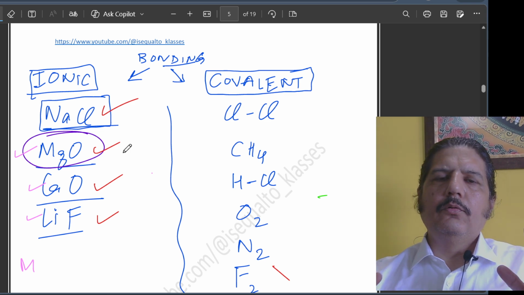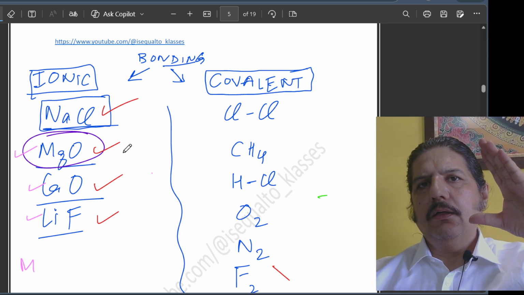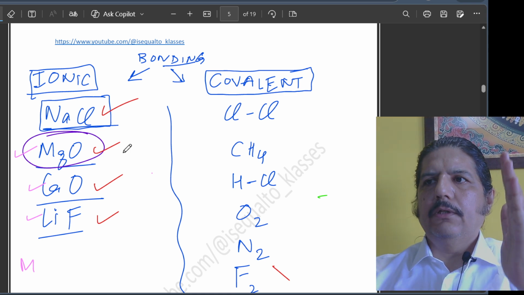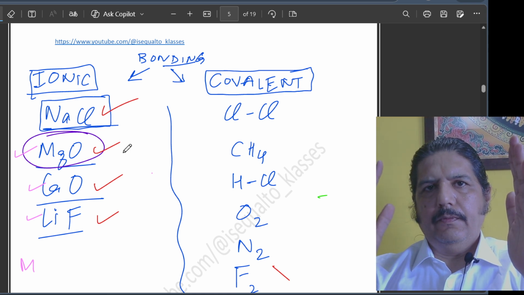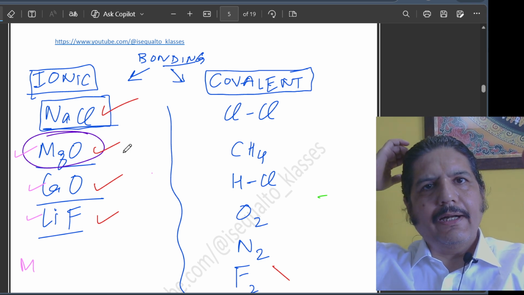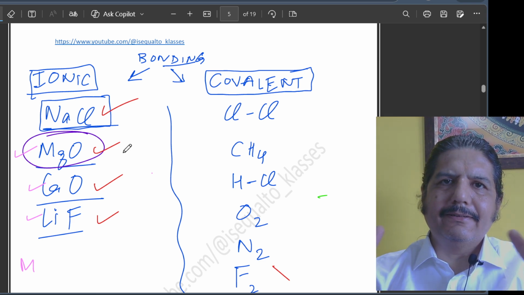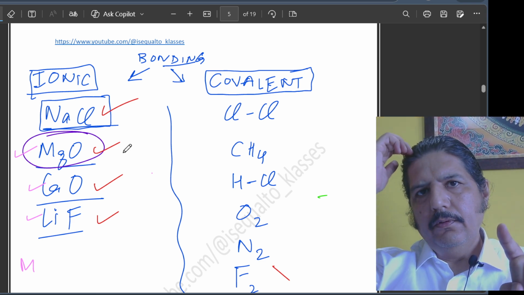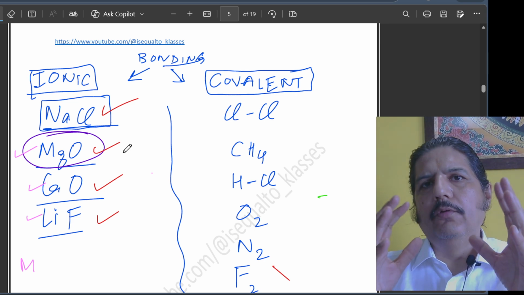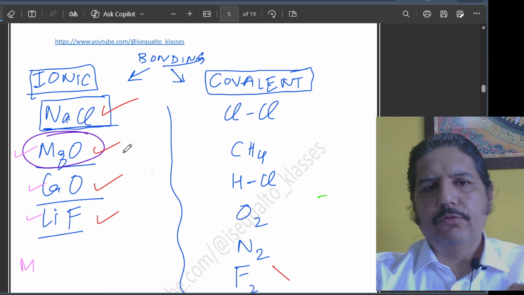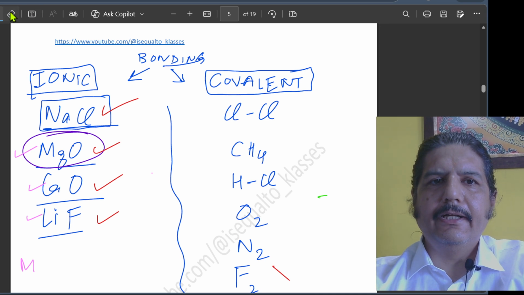So in ionic compounds, one entity loses electron, the other gains electron, and because the number of electrons gained by one and lost by the other are the same, the net atom, net compound, net molecule which will form will have zero charge. So that is something that you need to understand very clearly.